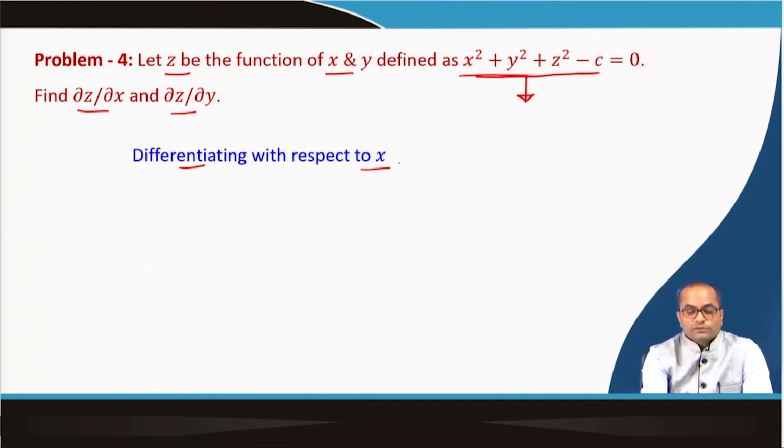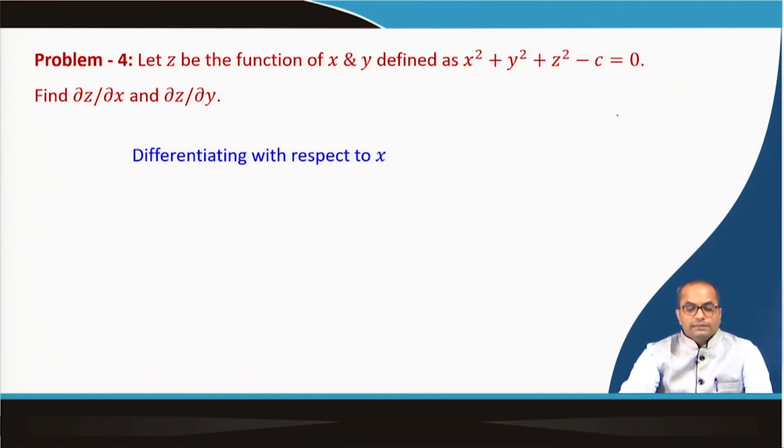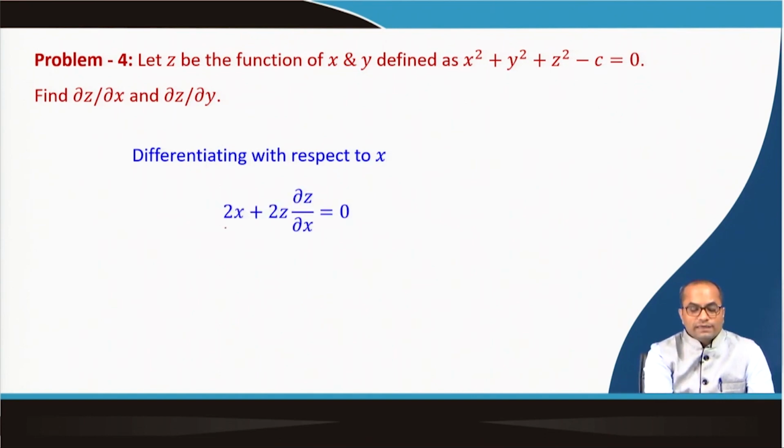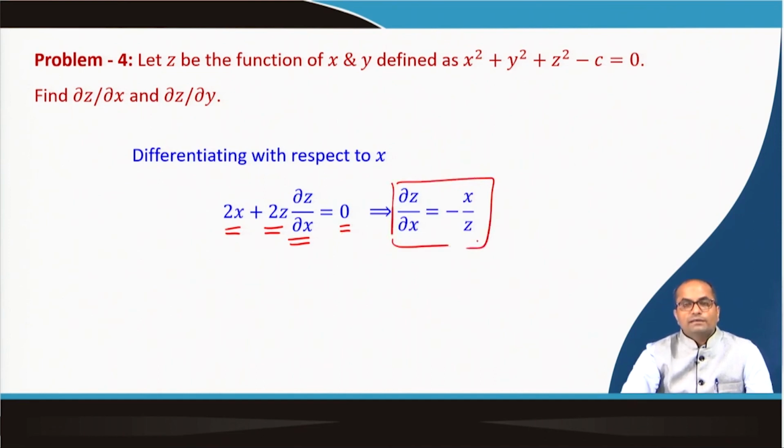So, if we differentiate with respect to x, x square gives 2x, y is an independent variable so this will be 0, and z square will give 2 times z times del z over del x, and minus this constant. So, this is equal to 0. So, we can directly just differentiate this. We will get 2x, 2z and del z over del x, everything set to 0, and from here we can get del z over del x as minus x over z.